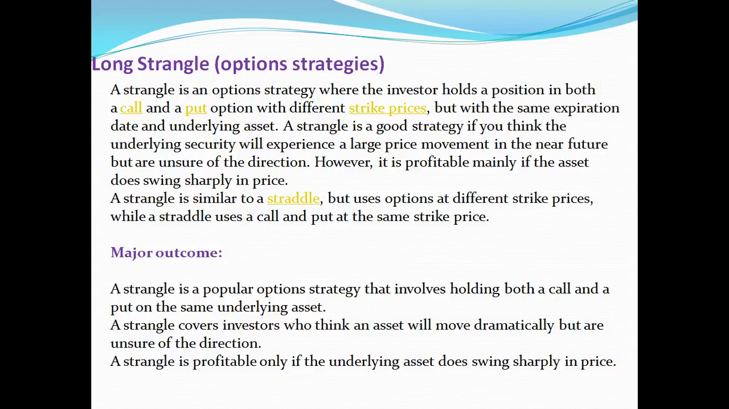Strangle is a good strategy if you think the underlying security will experience a large price movement in the near future but are unsure of the direction. However, this is profitable mainly if the asset does swing sharply in price. A strangle is similar to a straddle but uses options at different strike prices, whereas a straddle uses call and put at the same strike price.